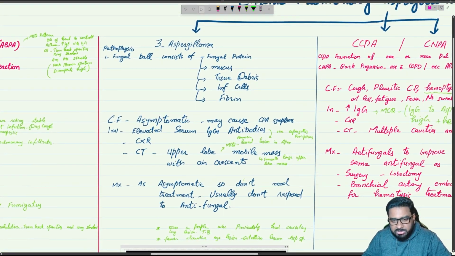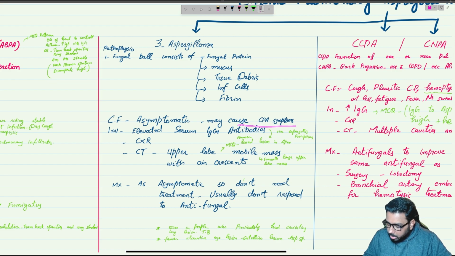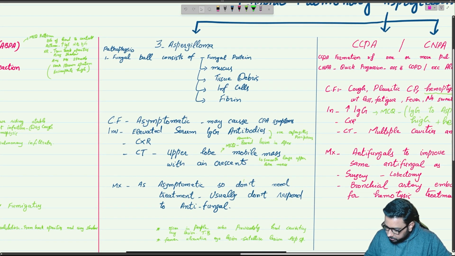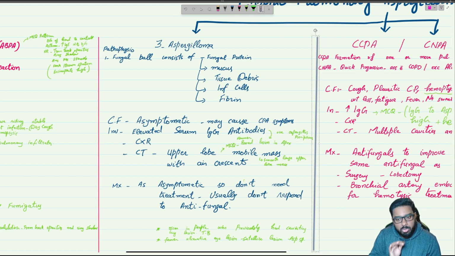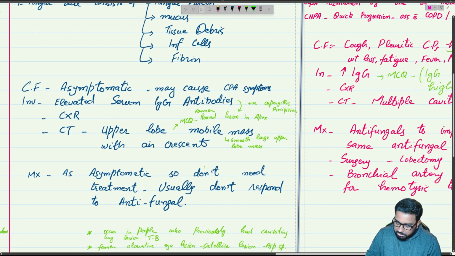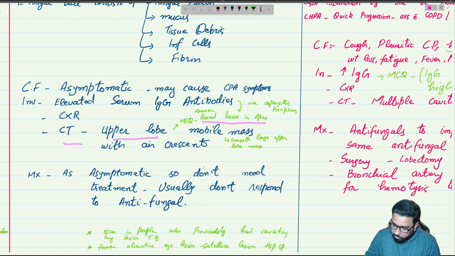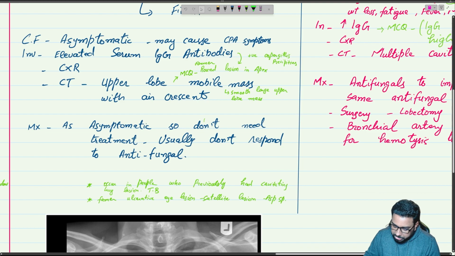Now, because this is very localized, the patient will be asymptomatic, but if the ball is big enough, the patient can have chronic pulmonary aspergillosis symptoms like cough, pleuritic chest pain with hemoptysis, but not always. Hemoptysis is usually the feature of this type of presentation. Chest X-ray will show a round lesion in the apex. CT obviously will show the same mobile mass in the upper lobe with an air crescent type shape.